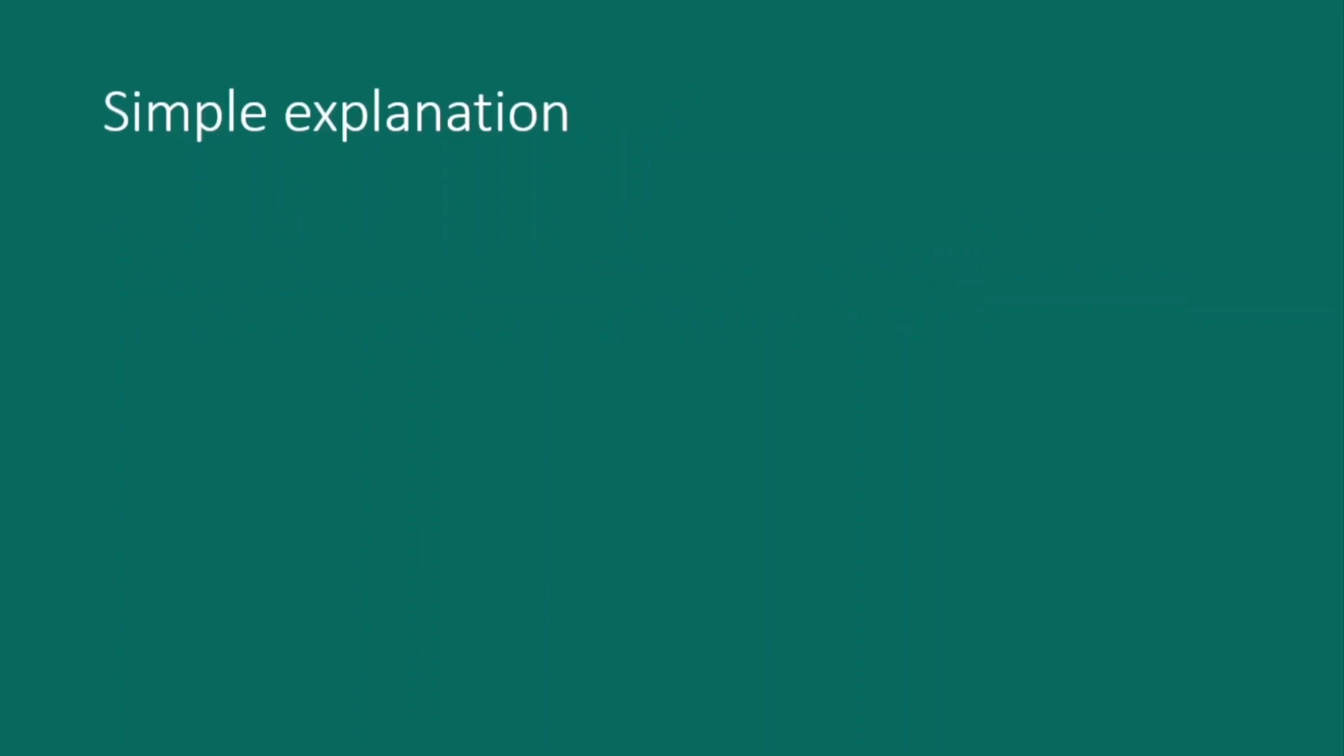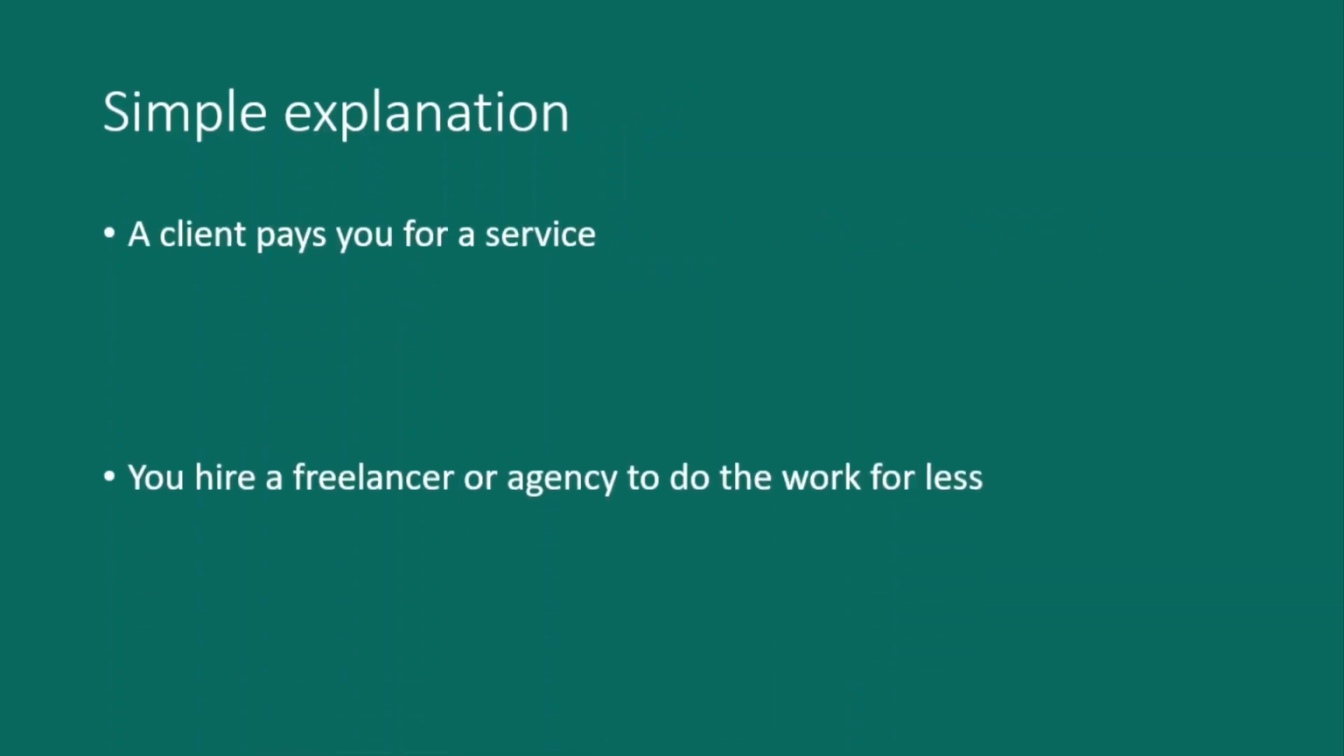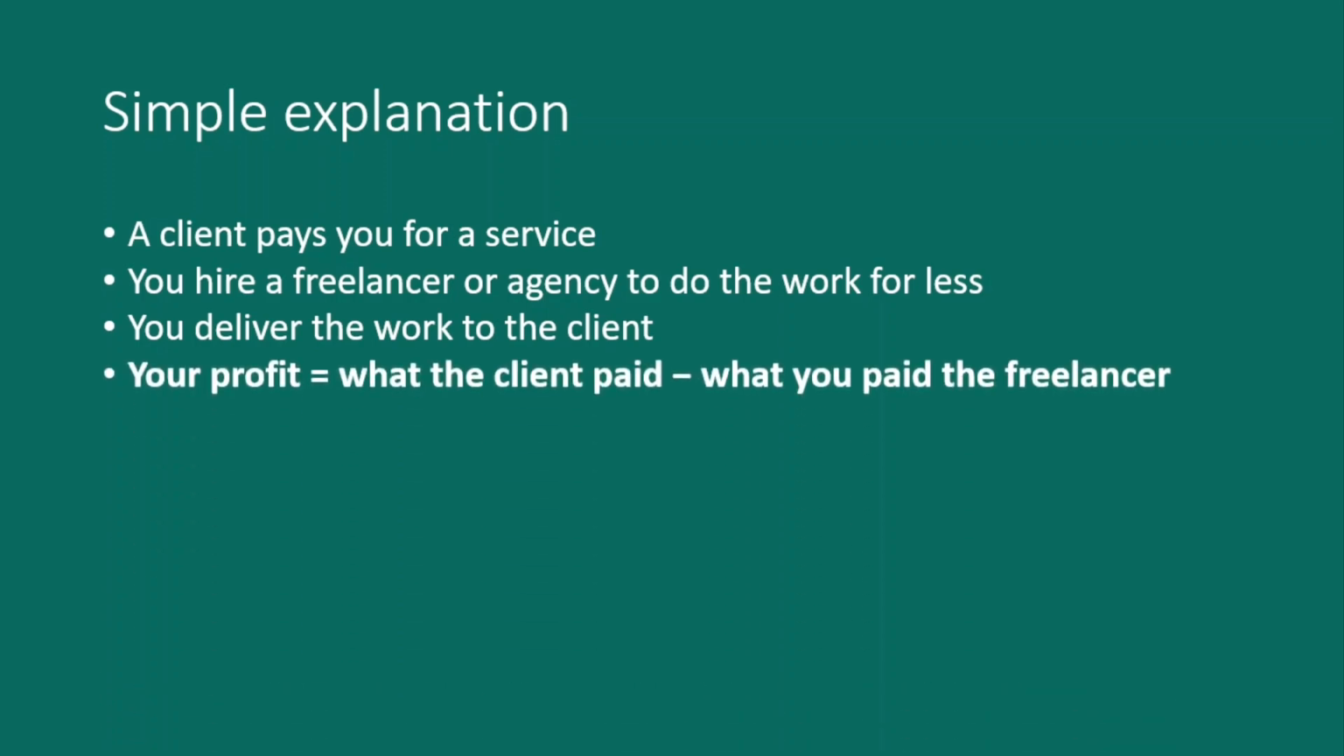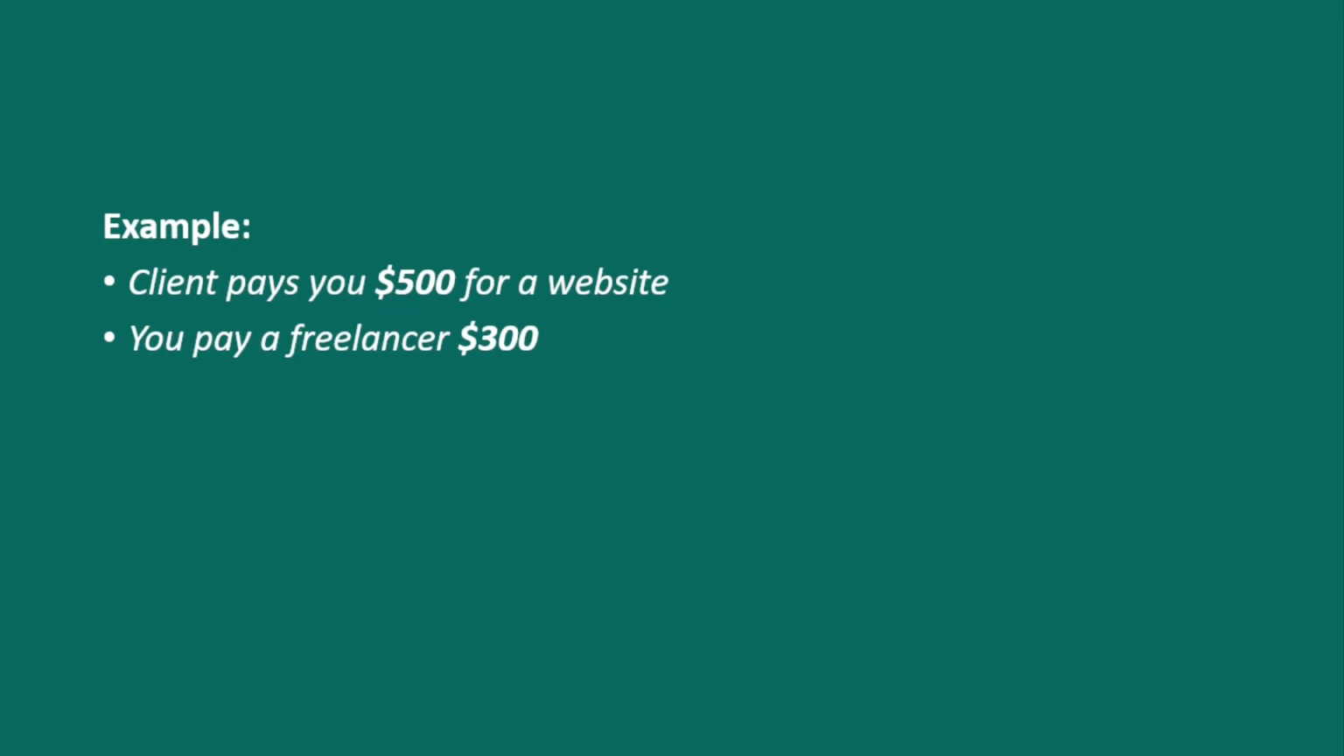So with drop servicing, a client pays you for a service, and what you need to do is hire a freelancer or agency to do the work for less. You deliver the work to the client, then your profit will be equal to what the client paid minus what you paid the freelancer. For example, a client pays you $500 for a website. You pay a freelancer $300, then you keep the $200 as your profit.